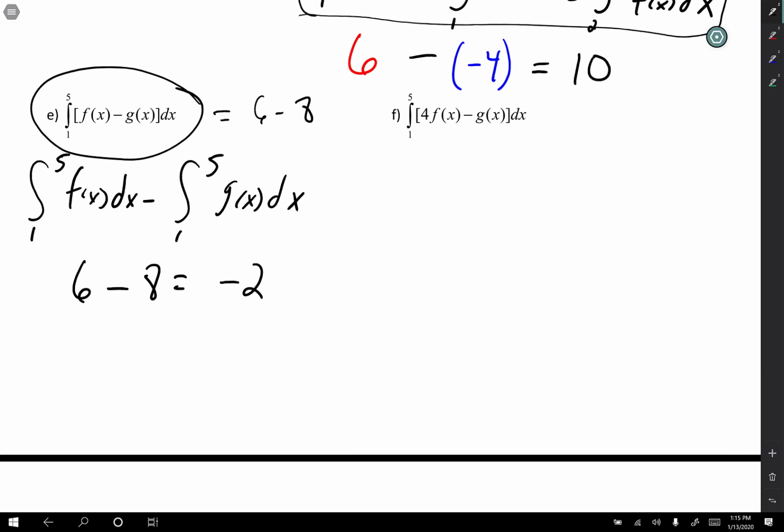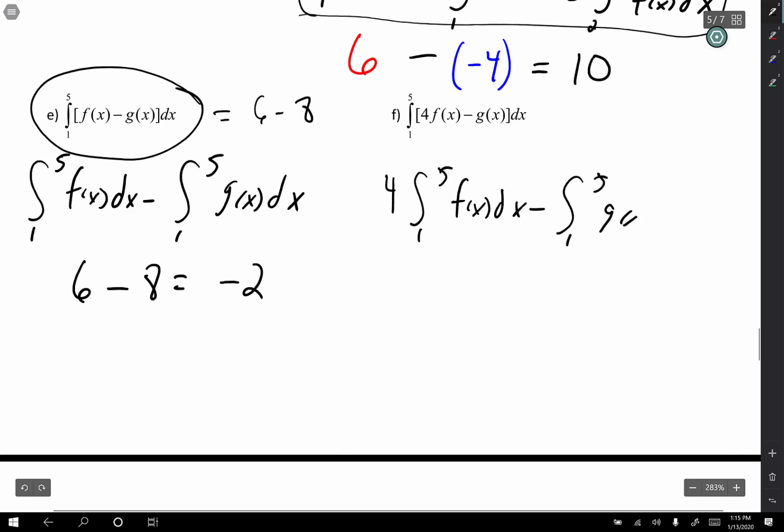All right, letter F. Again, same thing. 4 integral 1 to 5 of f of x dx minus integral 1 to 5 of g of x dx. So 4 times 6 minus 8. 6 times 4 is 24. And when I subtract 8, you get what? And that's it.